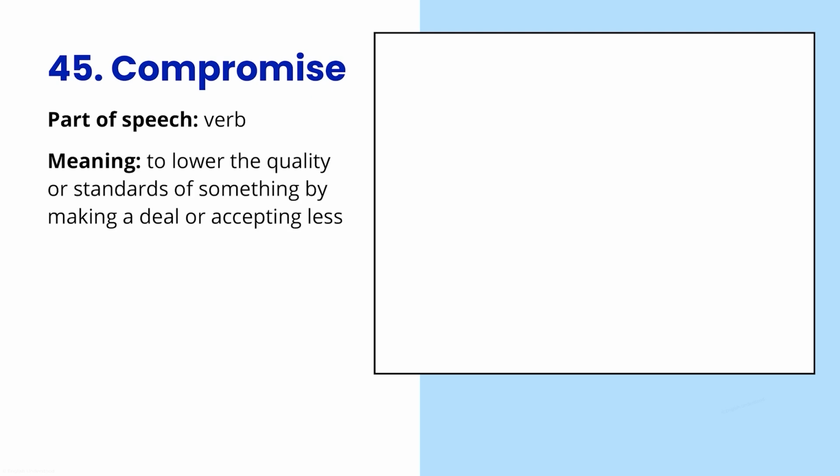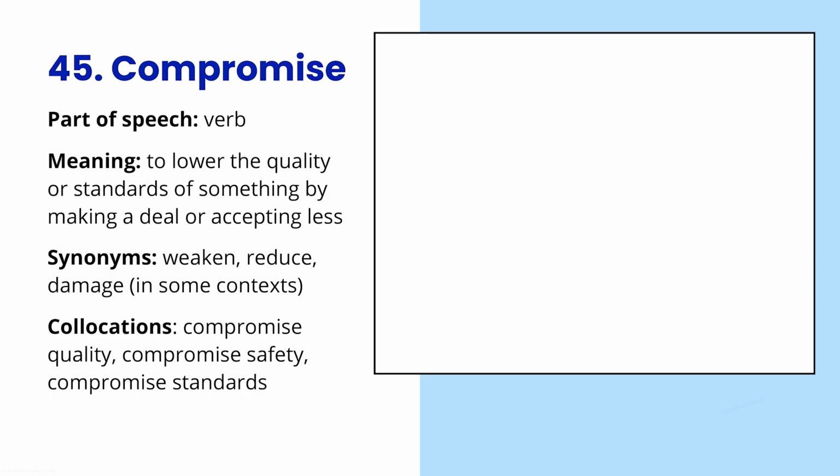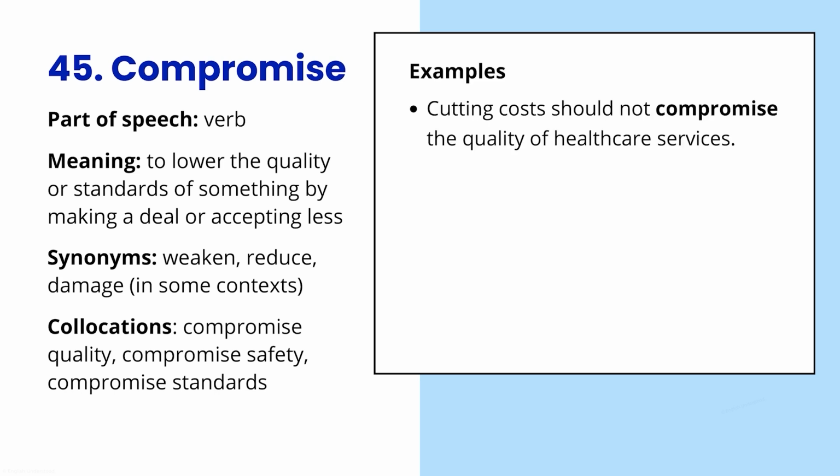Compromise is a verb, and it means to lower the quality or standards of something by making a deal or accepting less. Here are some synonyms: weaken, reduce, and damage. Damage can be a synonym for some contexts. Collocations: compromise quality. So if you compromise quality, that means you might lower the quality of something. Compromise safety, same thing, to lower the quality of safety. Compromise standards. Examples: cutting costs should not compromise the quality of healthcare services.